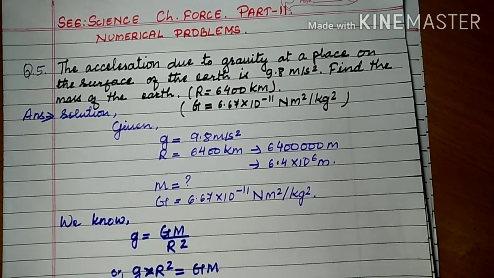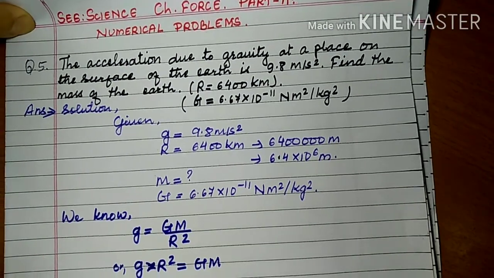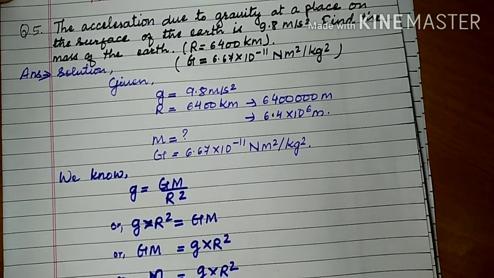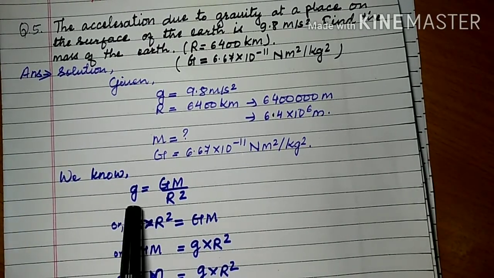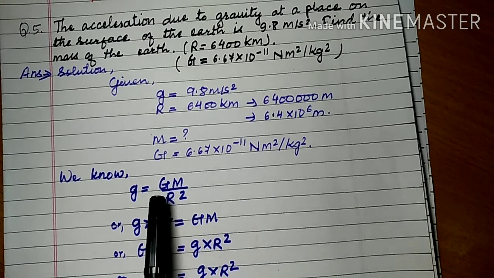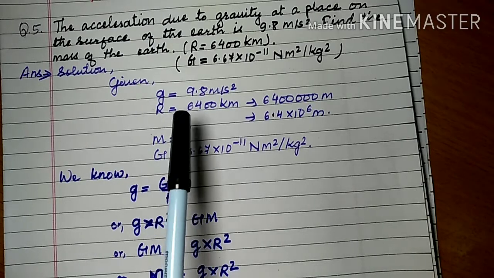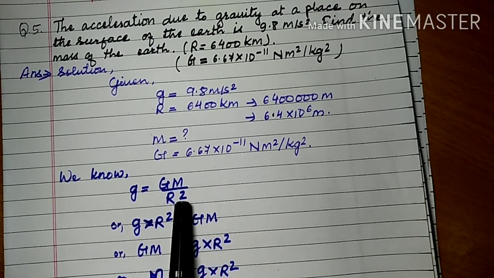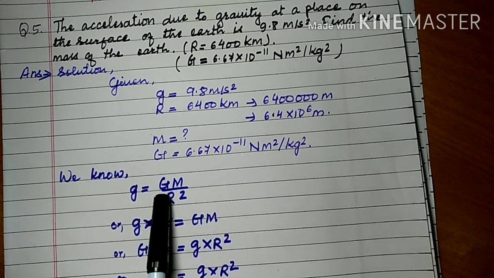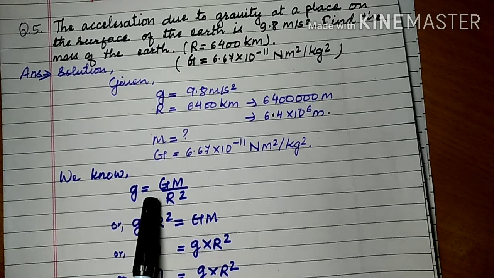Now we are going to do the solution. You need to write the appropriate, suitable formula to do the calculation. So here we are going to use this formula, small g equal to GM by r square. This is the formula for acceleration due to gravity, because the acceleration on the surface of the earth is given here. So from this formula you are going to calculate capital M, the mass of the earth. Now we have to rearrange the equation because you are going to calculate the mass of the earth. So cross multiplication, g into r square.